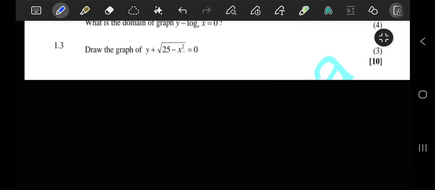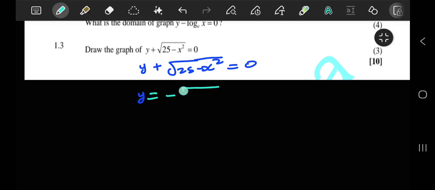Together, now we are told to draw the graph of y. You can write y plus the square root of 25 minus x squared must be equal to 0. Okay, this is simply what? The semicircle. Because guys, you can take this to the other side, you'll have positive y equal to negative square root of 25 minus x squared. All right, that's what you have.